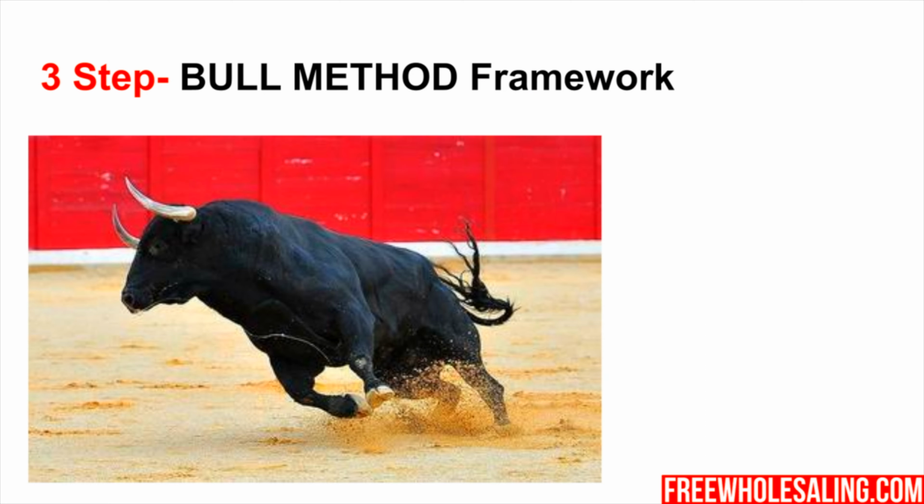Let's get it. A lot of people like attaching names of animals to courses, so I decided to attach it to this. I'm calling it the bull method. So I'm going to give you my 3-step bull method framework. Why am I calling it the bull method framework? Because apparently if I want to be a full-on YouTuber, I got to attach animals to names to sell something. I don't know why, but I just do. So I guess I have to do that.